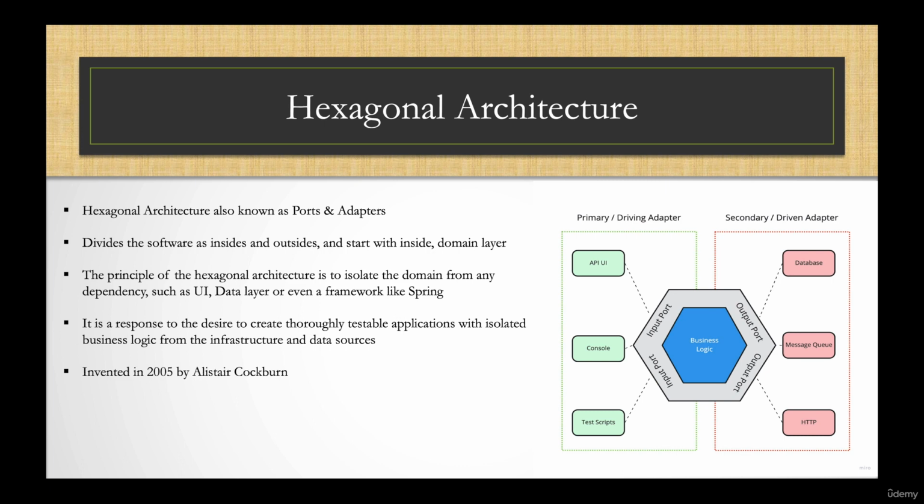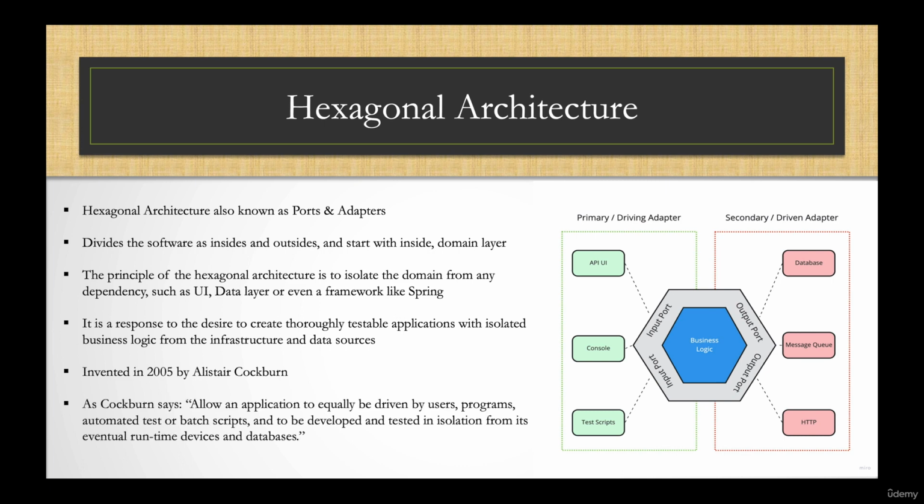Hexagonal architecture was invented in 2005 by Alistair Cockburn. He described it as: allow an application to equally be driven by users, programs, automated tests, or batch scripts, and to be developed and tested in isolation from its eventual runtime devices and databases.